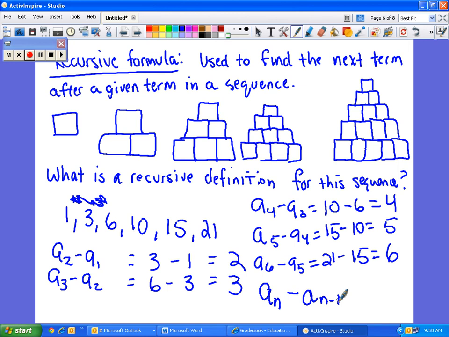If n is equal to my first term, what am I subtracting from it? 1 less than that term, right? If I'm starting with 3, I'm subtracting 1 less than 3, which is 2. If I'm starting with 5, I'm subtracting 1 less than 5, which is 4. Does everybody understand what I did? Is there anybody who doesn't? This is not easy.